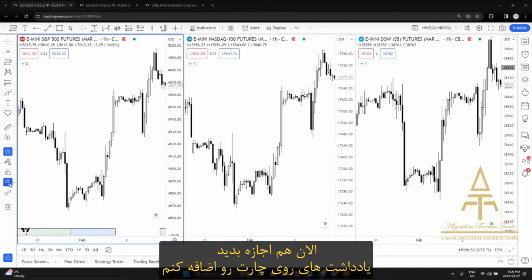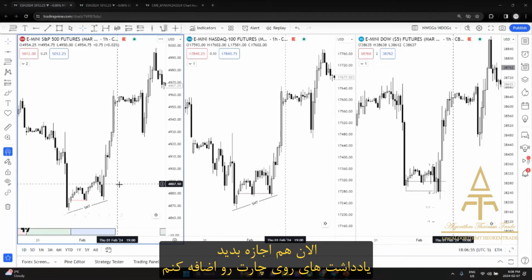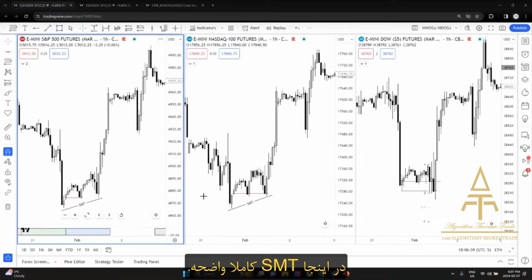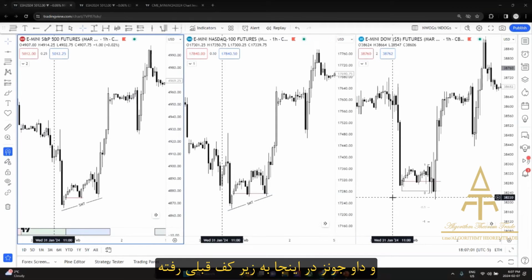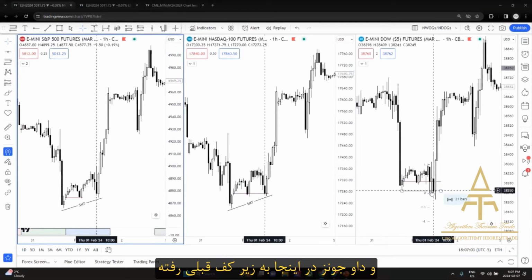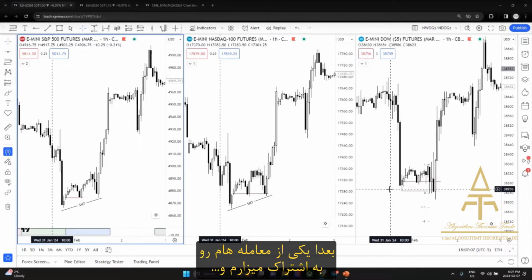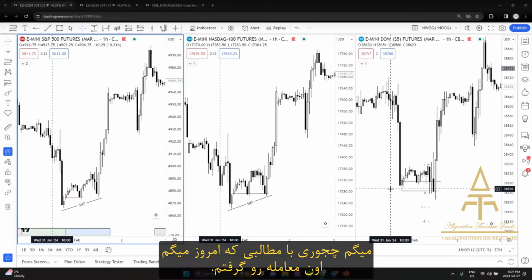So now I'm going to put a bit of lipstick on the chart, so we can see right here the SMT. And right here we can see Dow run below this low. Today I posted a trade that I took using what I'm going to talk about after I go through this, right?